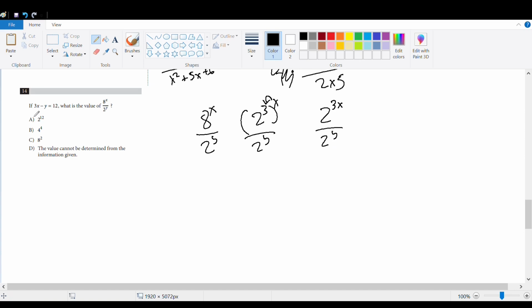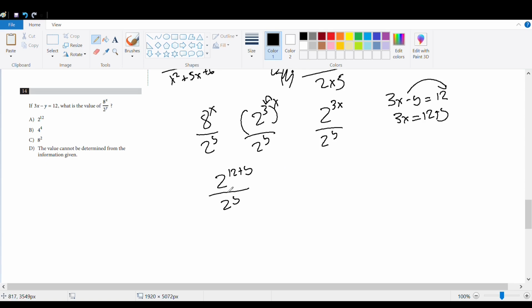And here we have this equation here, so let's just write that out as well. 3x minus y is equal to 12. So 3x is equal to 12 plus y, and well, we have a 3x here. How convenient and nice of College Board to do that to us. So we have 2 to the 12 plus y over 2 to the y. Because we're bringing this negative y over here, it's going to be a positive y instead. Remember, always make sure to keep track of the negatives. It's really going to mess you up if you don't.